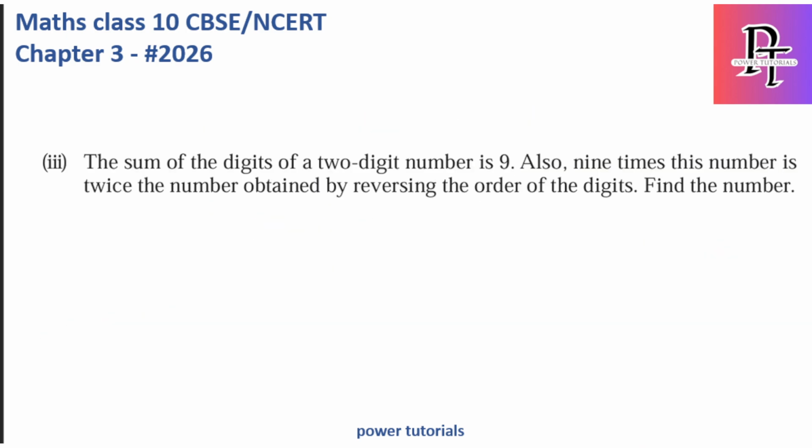Okay, let's see the last question for today, which is the third question. It's 27 minutes. Fine. So within 3 to 4 minutes, we'll try to complete this last question for today. The sum of two digits of a 2-digit number is 9. Also, 9 times this number is twice the number obtained by reversing the order of digits. Okay. Similar type we have done in example type of question.